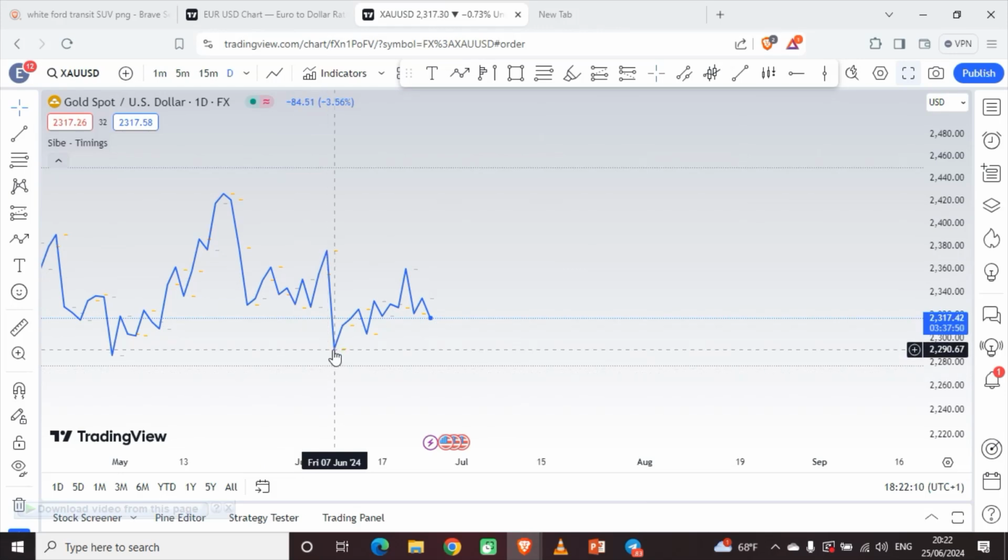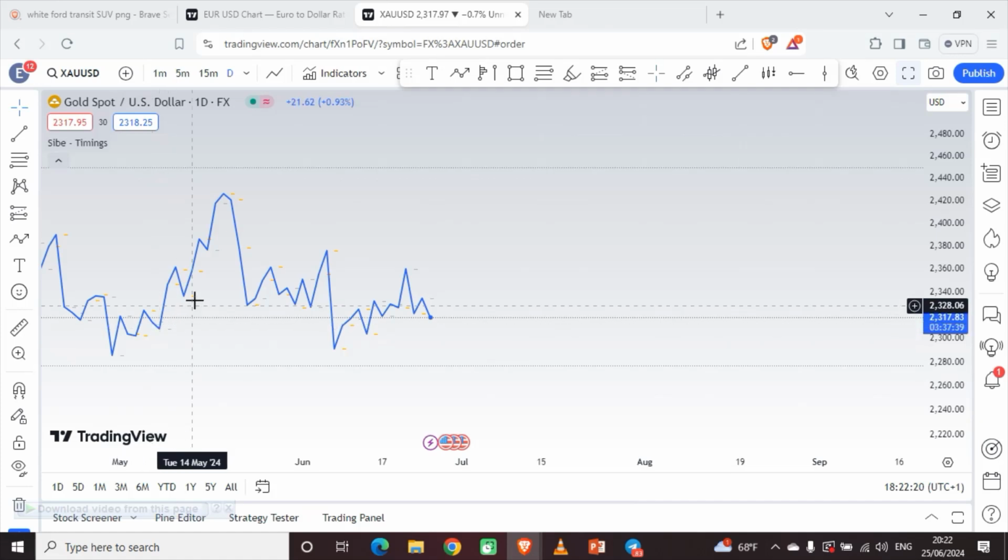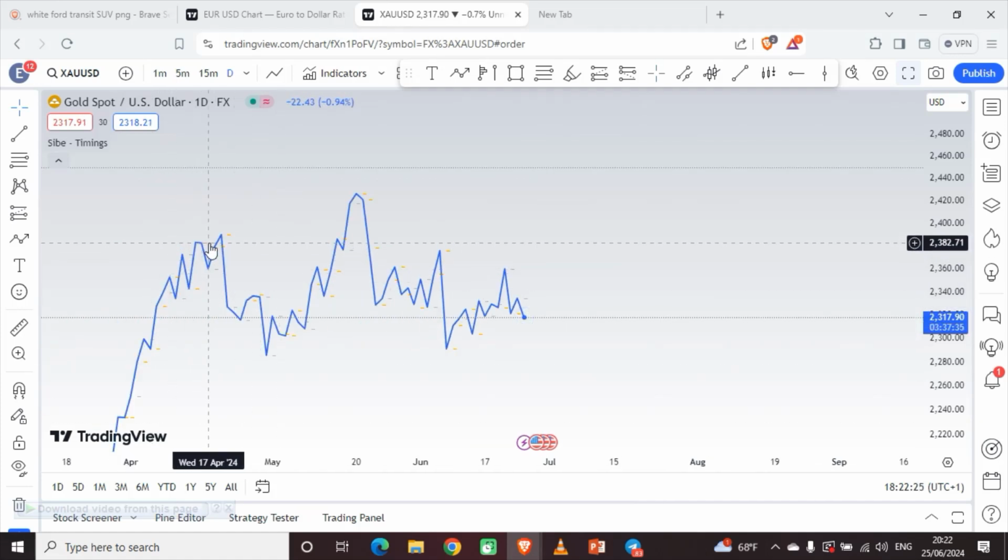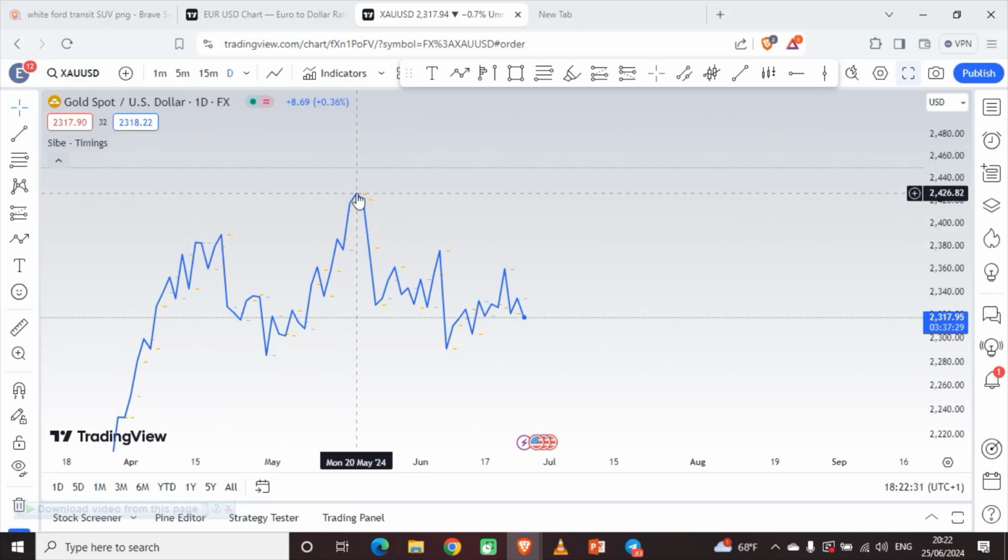Okay, so this is going to be a support level. This is also going to be a support level. This will also be a support level. This is a support level again, support, support. And then when we come to the A's, this is going to be a resistance level, another resistance level. This is also going to be a resistance.